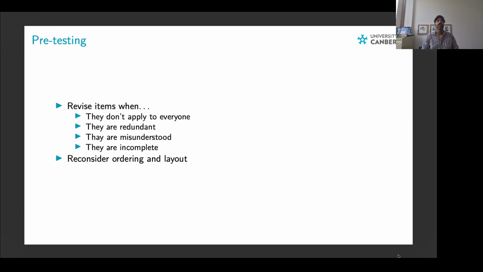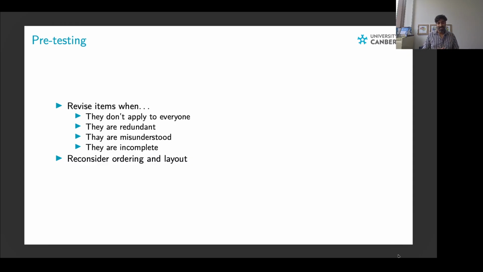In the pre-testing, you revise items when they don't apply to everyone. You may find that for some people, the question doesn't apply to them. In that case, you could keep the question and have them skip over to the next question, and not make it a mandatory field to complete. Again, you can see this as an issue in survey design. If you've forced it to be mandatory and it doesn't apply to someone, then for them to continue they need to create a response. So you'll get some fabricated data just for them to progress.